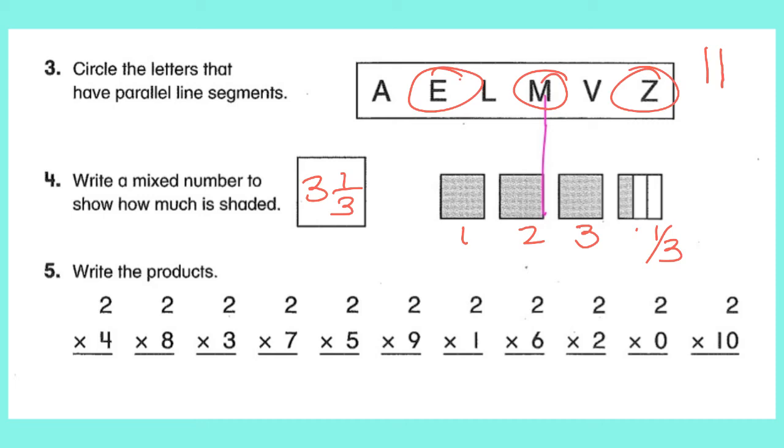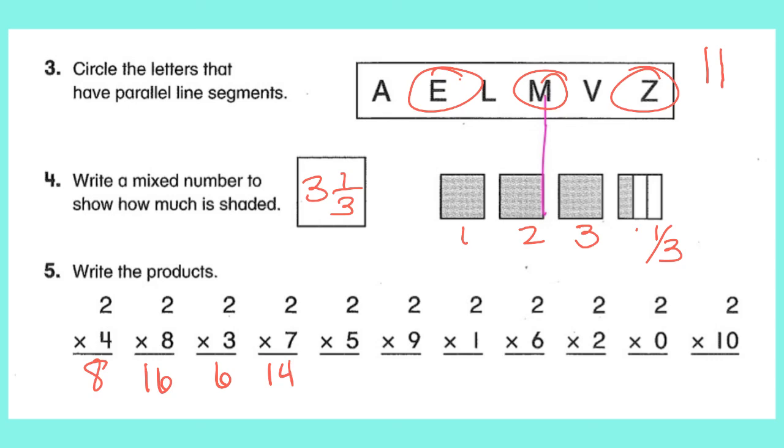All right, number 5, it says write the products. So we are going to multiply. Remember, we should be practicing our multiplication facts for 2s and 5s. So 2 times 4 equals, get ready. Yes, 8. 2 times 8 equals, get ready. 16. 2 times 3 equals, get ready. 6. 2 times 7 equals, get ready.